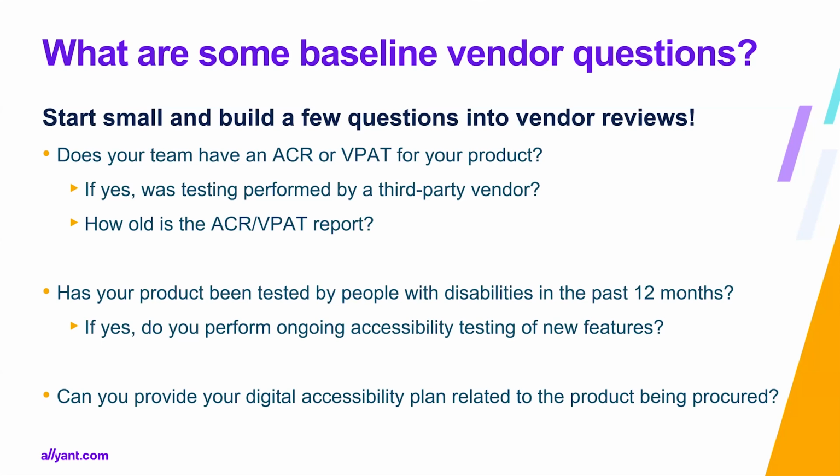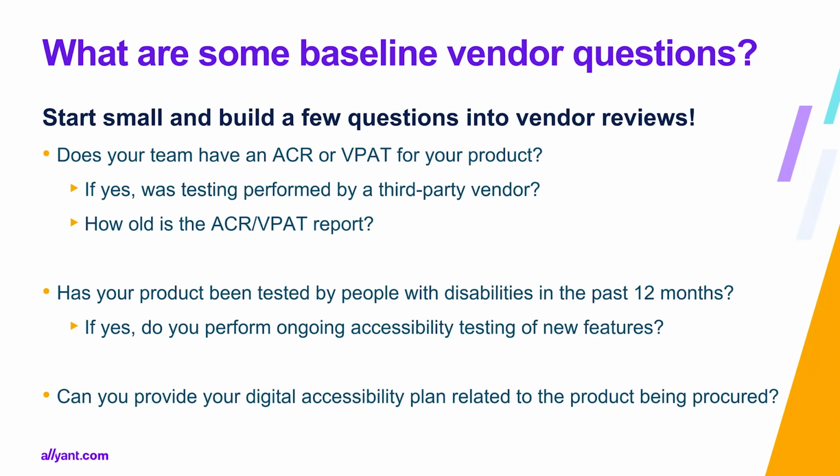And then the final one is basically just asking them, because even if it's no to all the stuff above, then it's like, well, what's your roadmap? Can you provide your digital accessibility plan related to the product being procured? And again, these questions, technically 5 or 6 that build on each other, are not an end all be all.